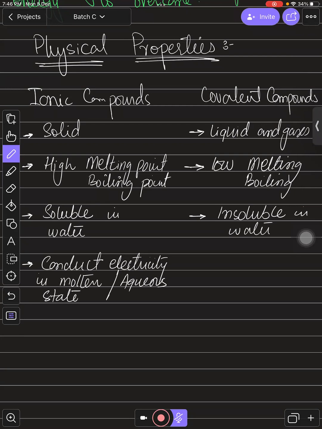But not in solid states, right? You need to keep remember, in solid state they are not able to conduct electricity because they don't have free moving ions. But in covalent compounds, they are insulators. They cannot conduct electricity because they don't have free moving ions, right?